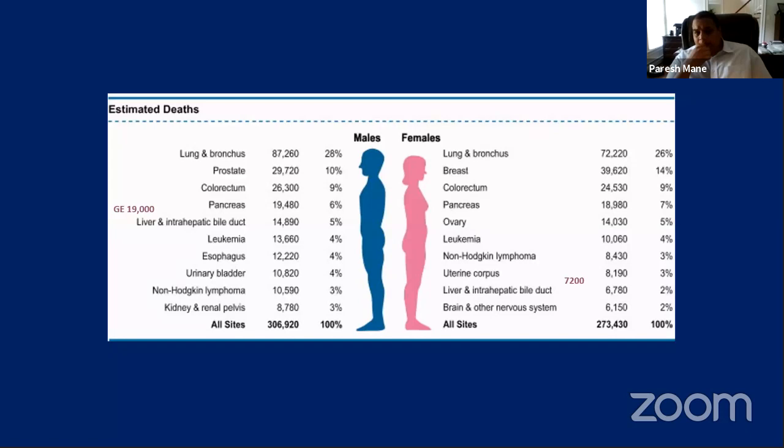The reason why I bring that up is if you look at these numbers here, males versus females, the commonest cancer is lung, 26% in females and 28% in males. And as far as males go, GE junction cancers, these distal esophagus cancers, fall a little bit behind pancreatic cancer. So about 5 to 6% of all cancers in men. And in females, it is actually a little bit behind uterine cancer, about less than 3% in females. So it's reasonably uncommon in the United States compared to other cancers. In fact, every year, roughly about 8,000 esophagectomies get done in the United States.